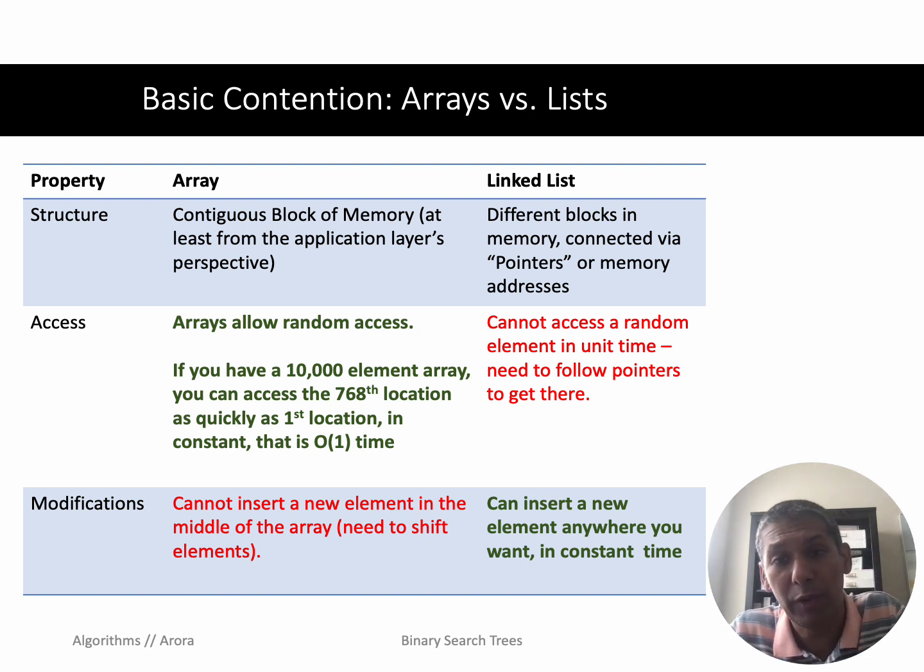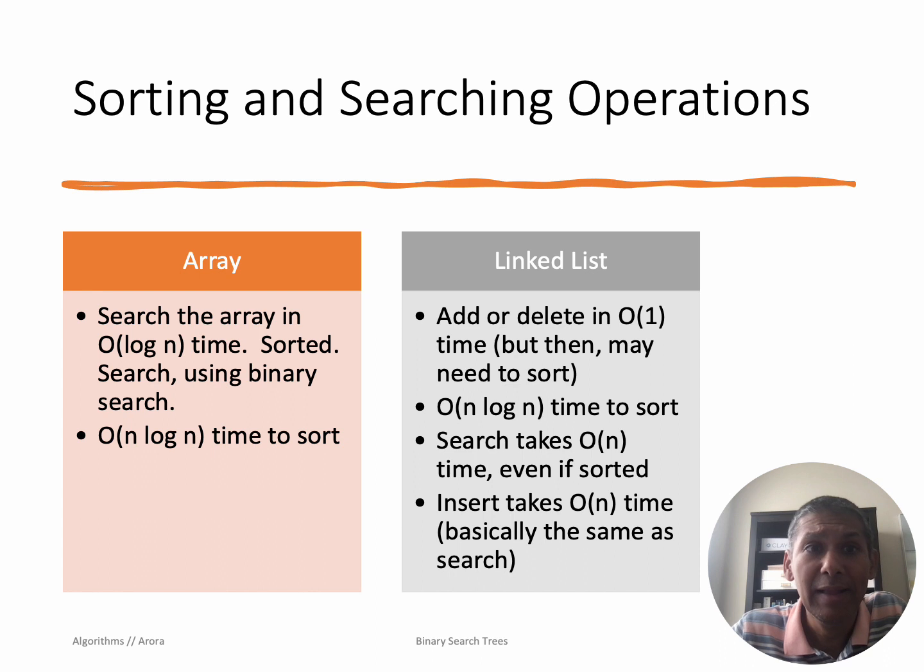However, when we are at a location, we can say, okay, we're now going to have a new element here, and that element is going to become between these two elements that we had earlier, like X and Y. Now we want to put a Z in between. Perfectly fine, no problem. So that translates to sorting and searching operations running differently.